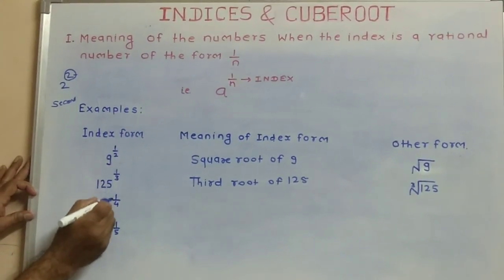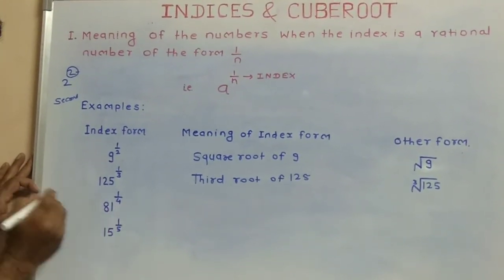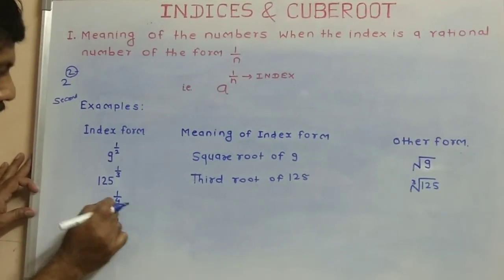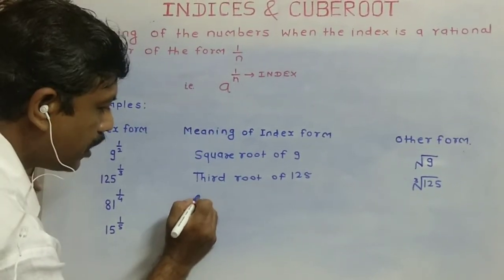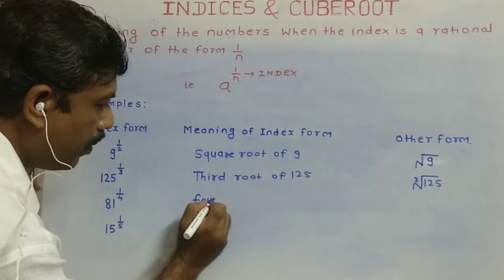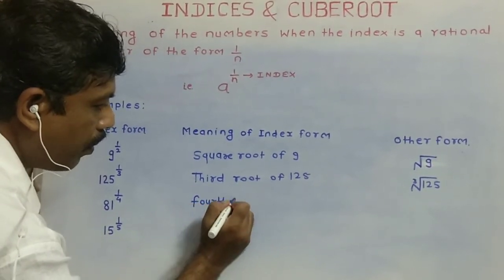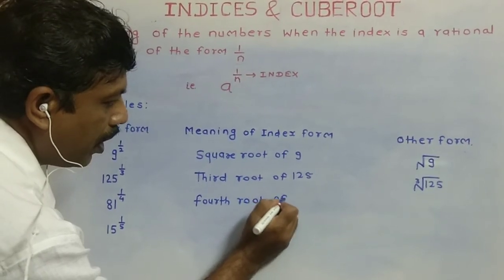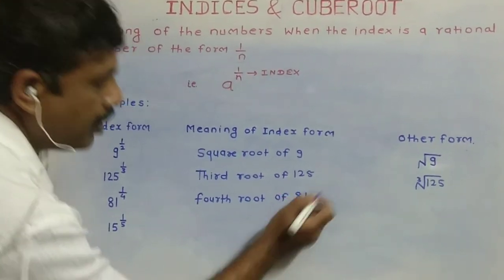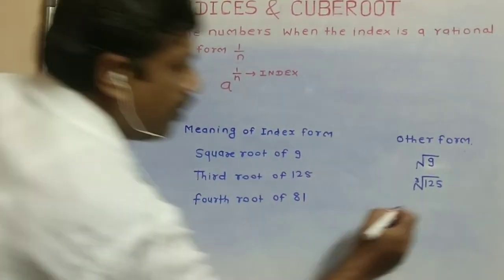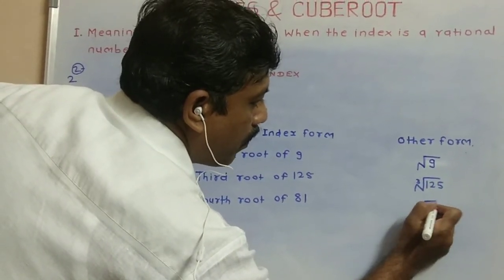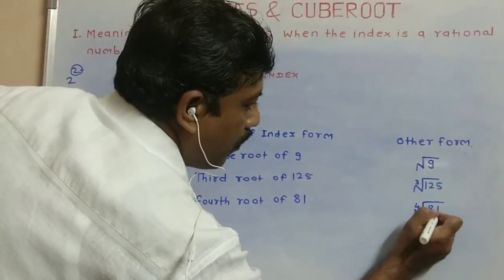Now again look at this fourth example: 81 to the power 1 upon 4. How can we write it in the statement form? Here there is 4, therefore you can take it as fourth, F-O-U-R-T-H, fourth root of 81. And in the other form, you can write it like this: fourth root of 81.